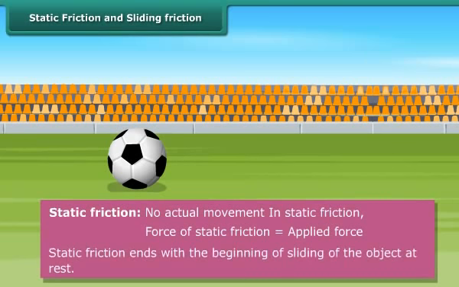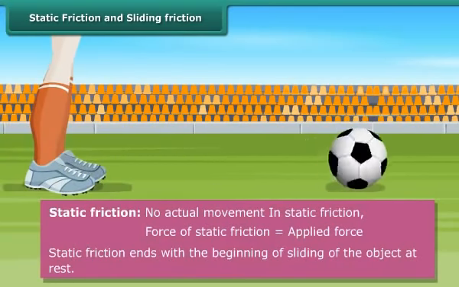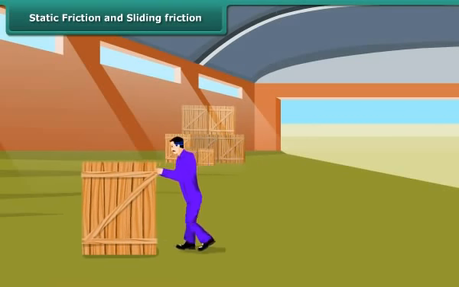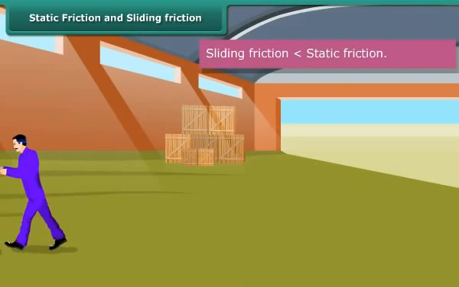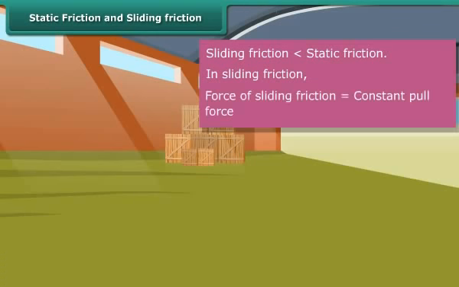Static friction ends with the beginning of sliding of the object at rest. When we push the ball, it starts moving. The frictional force present when one body moves slowly or slides over another body is known as sliding friction. Once a body slides, the sliding friction is reduced a little. It is less than the static friction. In sliding friction, the force of sliding friction is equal to the constant pull force.